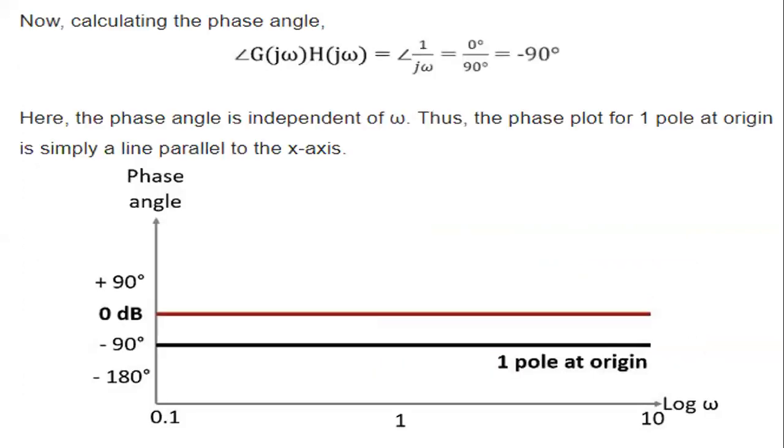Now calculating the phase angle, angle of G of j omega into H of j omega, angle of 1 by j omega, we get 0 degrees minus 90 degrees, that is minus 90 degrees. So here the phase angle is independent of omega. Thus, the phase plot for one pole at the origin is simply a line parallel to the x-axis. So this is at minus 90 degrees. So here we have an idea about the Bode plot, which says that for one pole at the origin we have minus 90 degrees, which is horizontal to the x-axis.